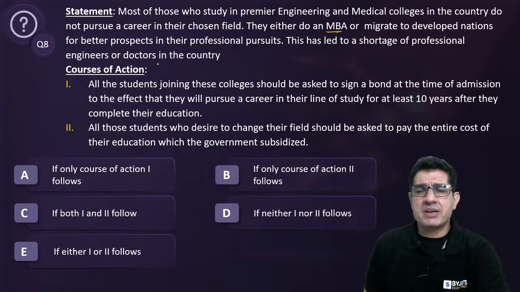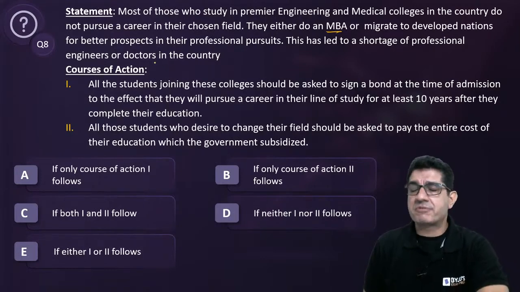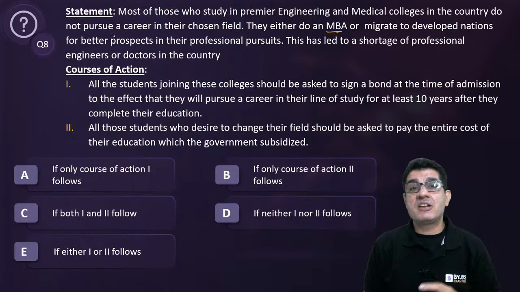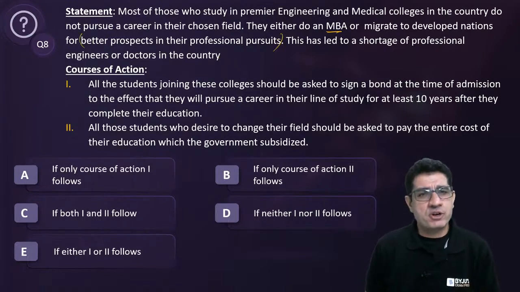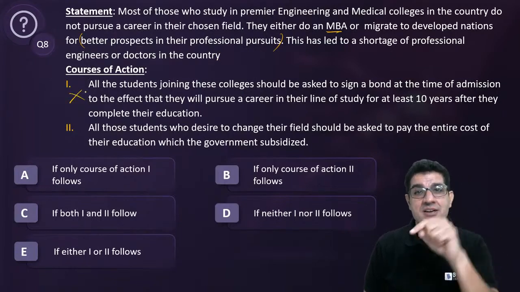So they're not doing an MBA. An engineer is not doing an MBA, an MBBS is not doing an MBA. They're still sticking to their field, but they can still move out for better prospects, and you'd still have a shortage. So how does the first help you take care of your challenge? The first is missing out on something very important, right? That they need to stay in the country.